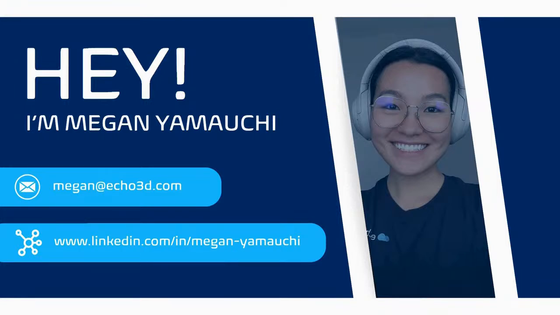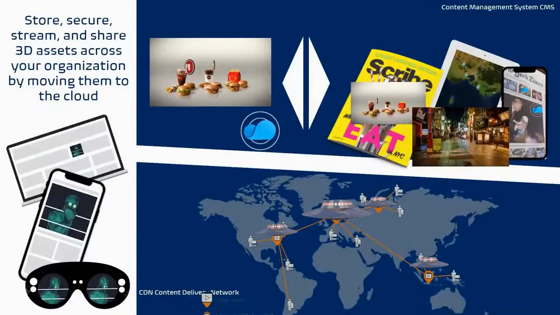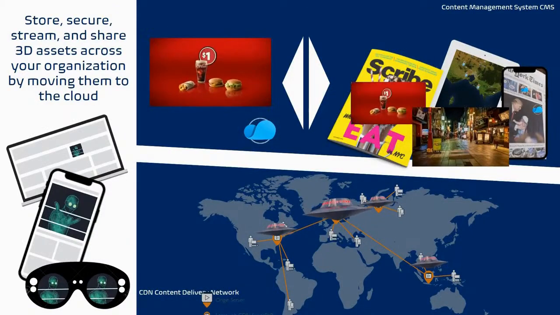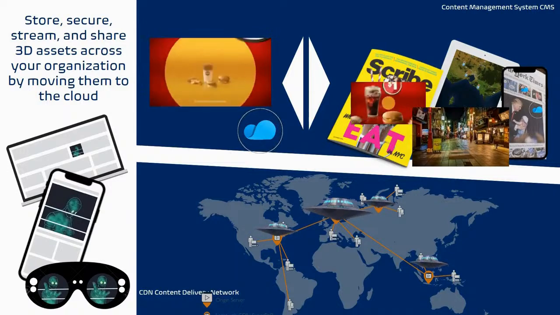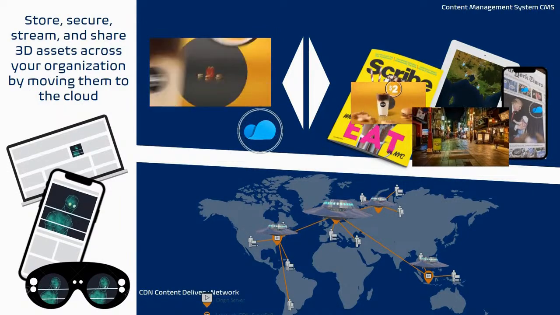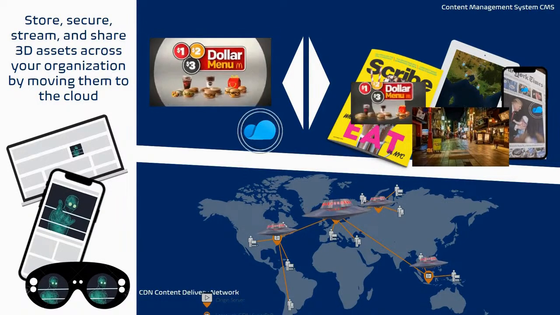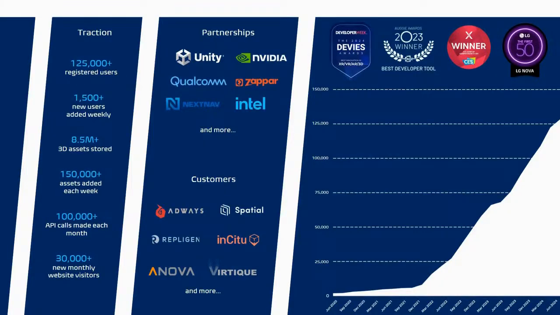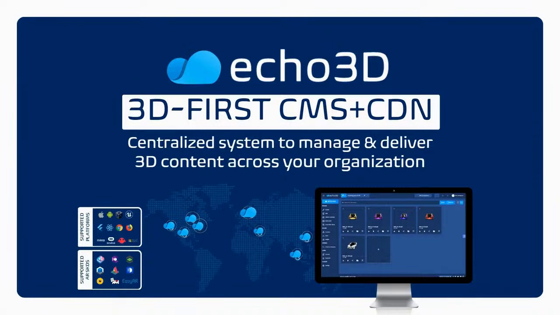So jumping right into it, what is echo3D? echo3D is a 3D asset management platform for companies to store, secure, and share 3D content in real time across your organization. We help over 100,000 users take control over your 3D content by offering a 3D first content management system and delivery network, compression and conversion tools, collaboration functionality, access permissions, versioning and reporting, and a library of more than 800,000 free 3D models.